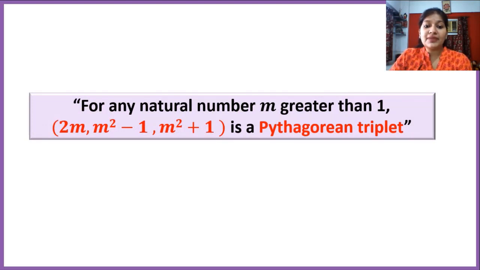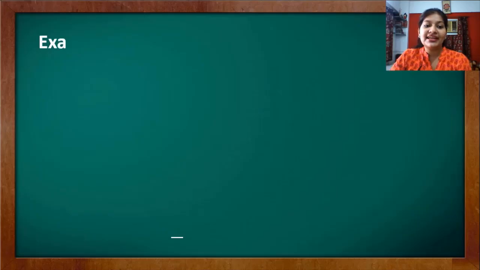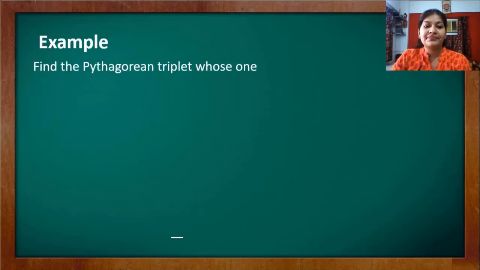The statement can be explained like this: for any natural number m greater than 1, 2m, m square minus 1, m square plus 1 is a Pythagorean triplet. How? Again a twisted property, but this can be easily explained with an example. Suppose the question comes like this, and this property is very important, children.